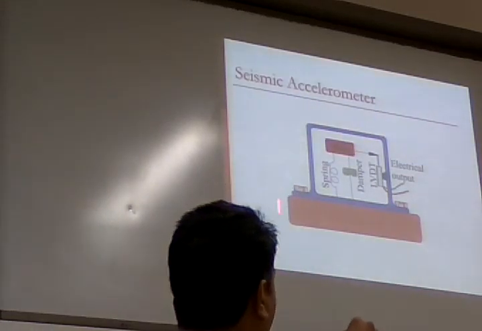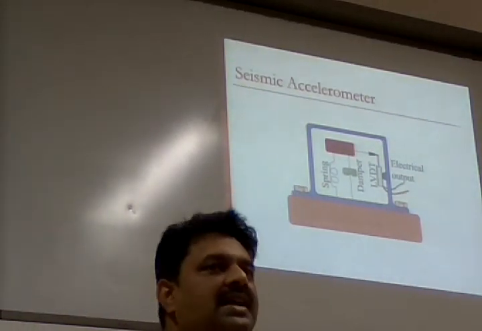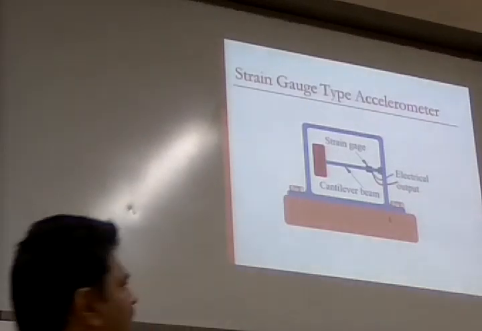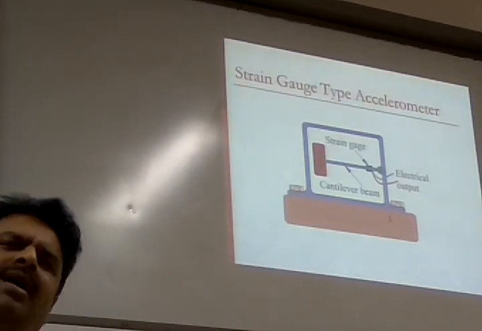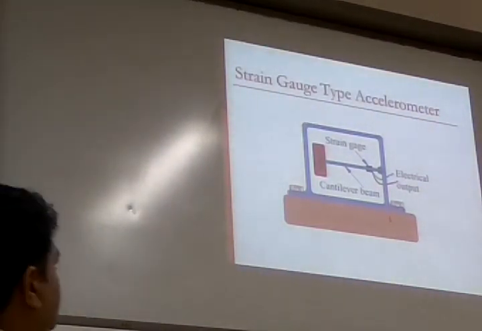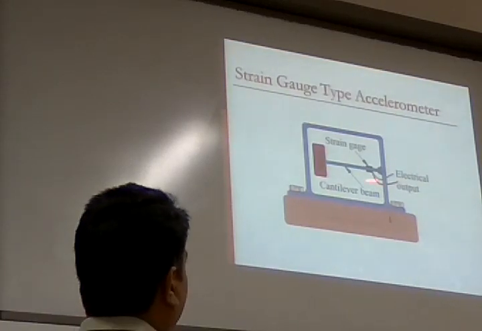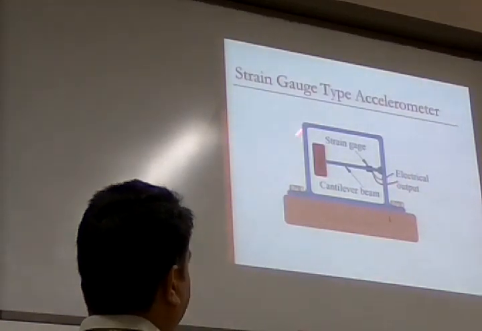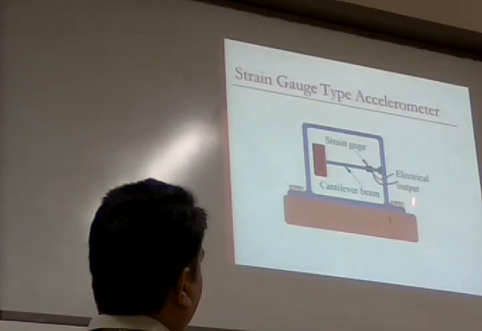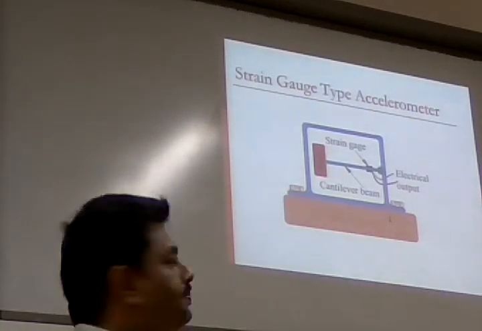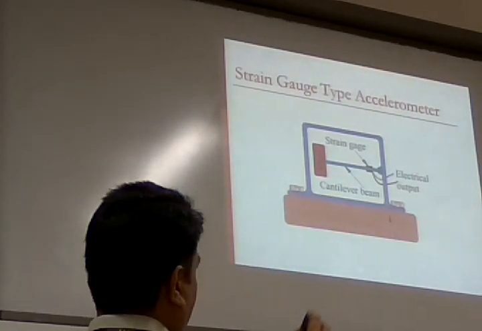So basically proportional to the vibration, you get the electrical signal. The idea remains the same for all types of vibration measurements. This is a strain gauge type. You have a body; what is shown in purple color is the accelerometer. This is a strain gauge type accelerometer.